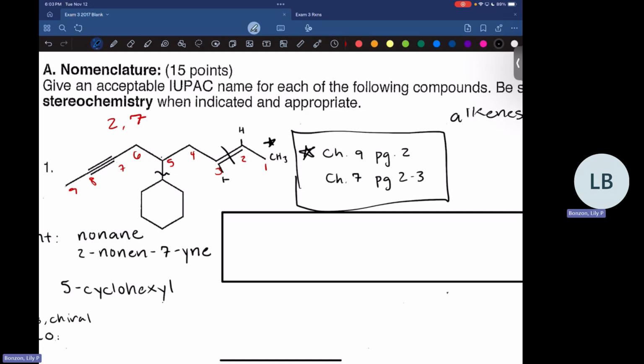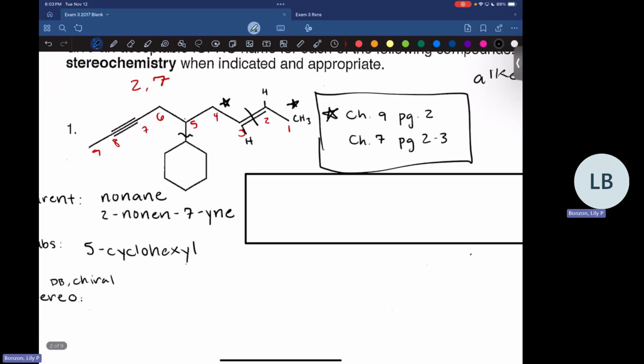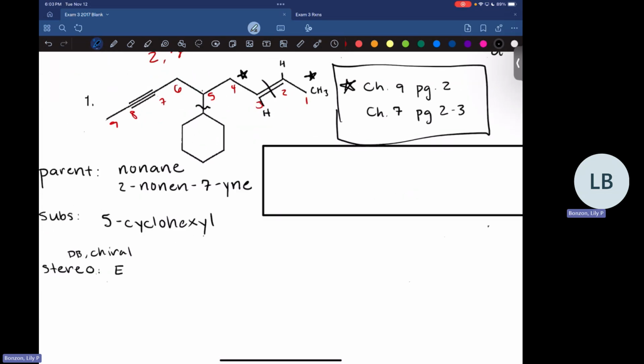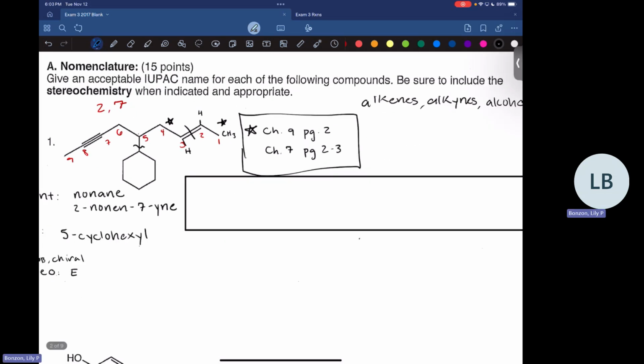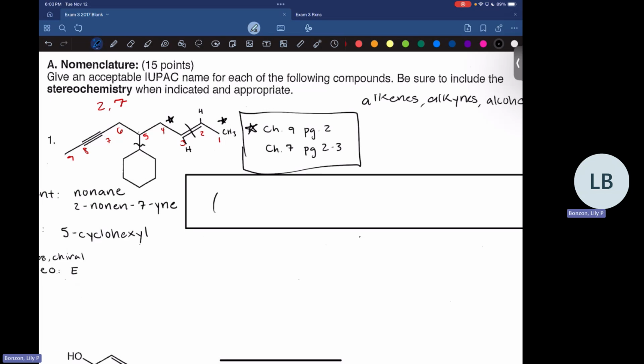On the left side of the double bond, we have a hydrogen bottom and we have the rest of the carbon chain on the top. So obviously the rest of the carbon chain is going to be our priority. So since our stars are on the opposite side, this is going to be E stereochemistry. And now that we've done our parent subs and stereo, we can just put it all together. So our name is going to be E-5-cyclohexyl, and then 2-non-ene, and then 7-yne.